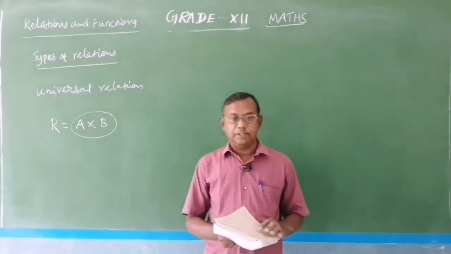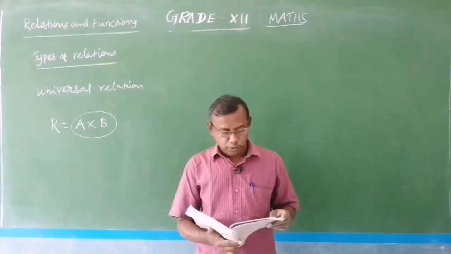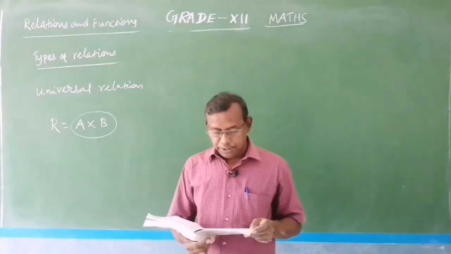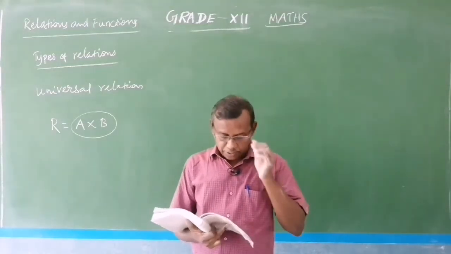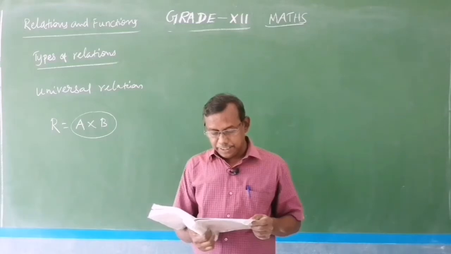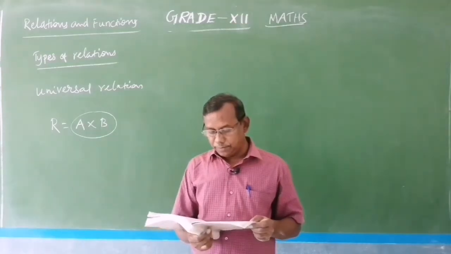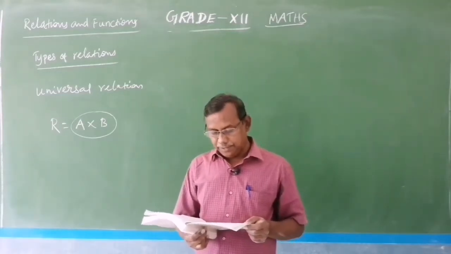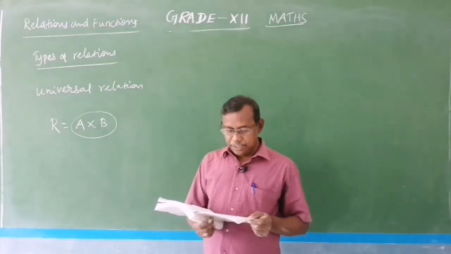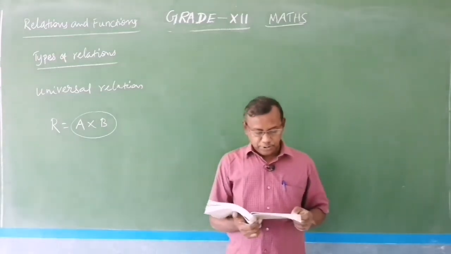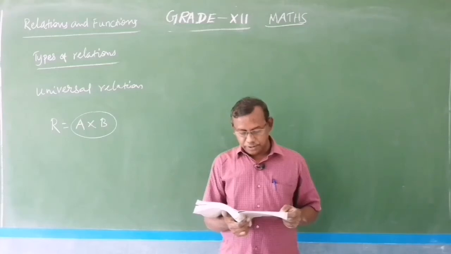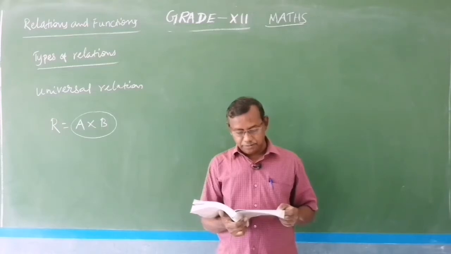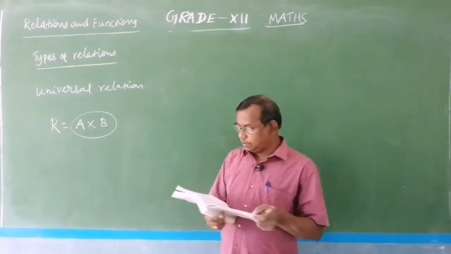Now take your first volume mathematics book and go to page number 2, in which the types of relations are given. Definition 1: a relation R in a set A is called an empty relation if no element of A is related to any element of A, that is R equal to phi, which is a subset of A cross A. Similarly, definition 2: a relation R in a set A is called a universal relation if each element of A is related to every element of A, that is R equal to A cross A. So these are what we have seen.